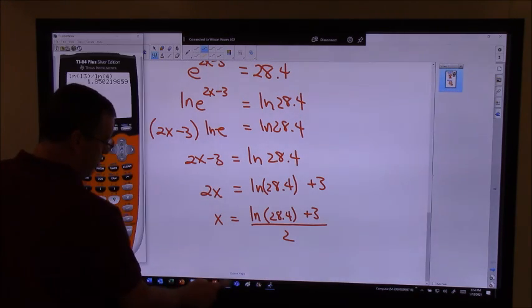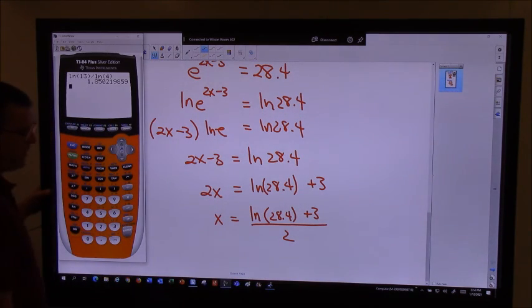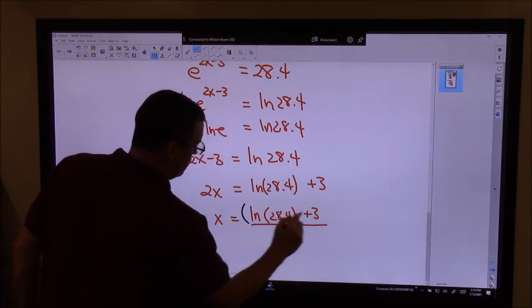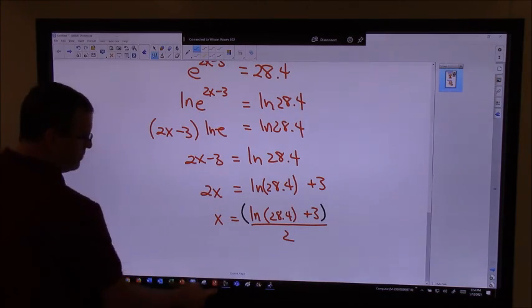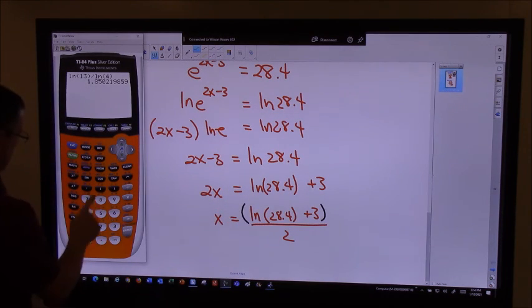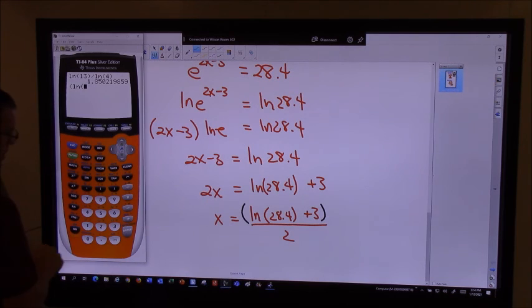All right, but now I'm all done, so I need to go and hit some calculator buttons. I'm going to put this inside parentheses to make sure the whole numerator gets divided by 2. So I've got in parentheses natural log of 28.4, close that off, plus 3, end my numerator with parentheses, and then divide that by 2. There's my answer, 3.173.